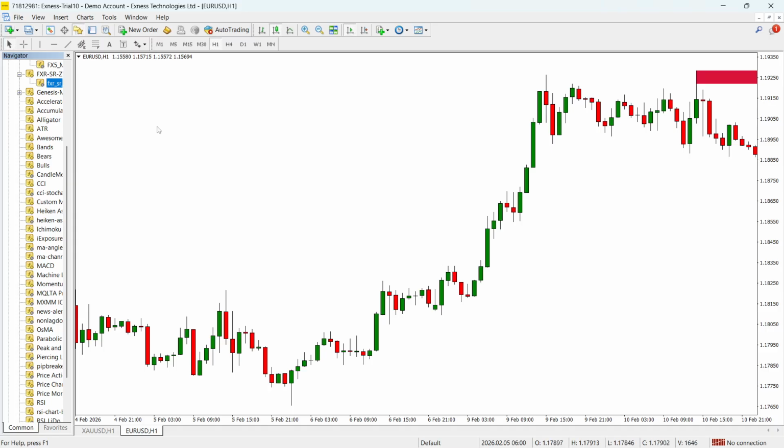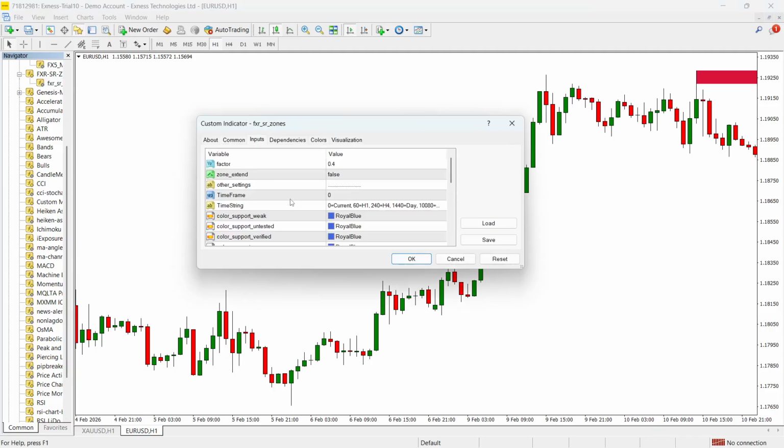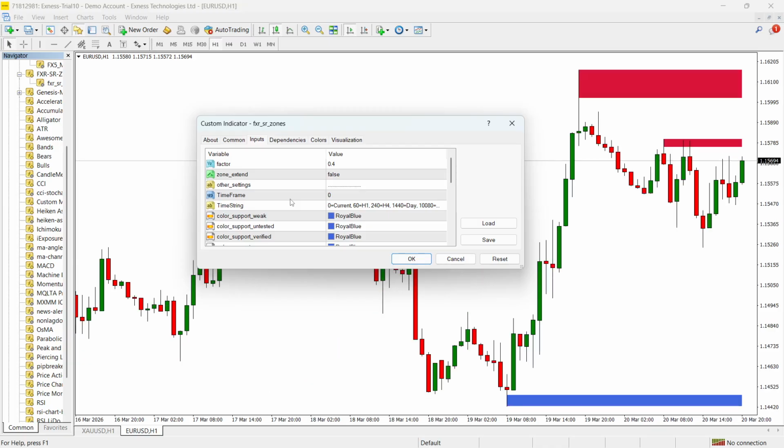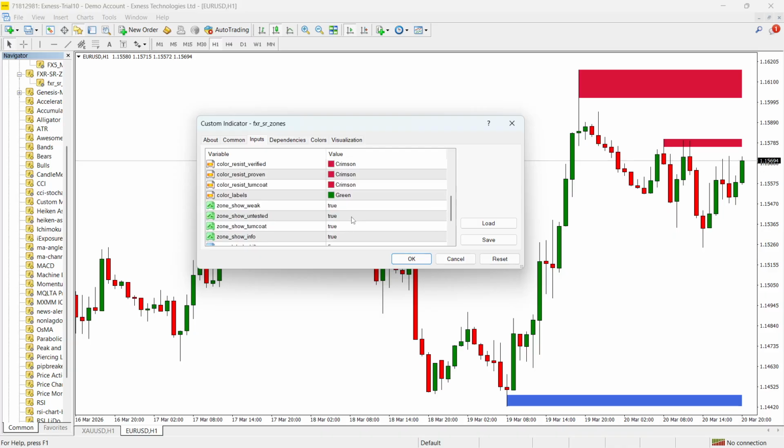As for the indicator settings, let's take a look. Alright, so the key settings control how many touches or reactions are needed before an area is promoted to a support or resistance zone, as well as how wide each zone should be. You can adjust colors for support versus resistance, opacity, and whether to show only recent zones or historical ones too. The indicator works on any MT4 time frame and can be used on Forex pairs, indices, commodities, and other CFD instruments.